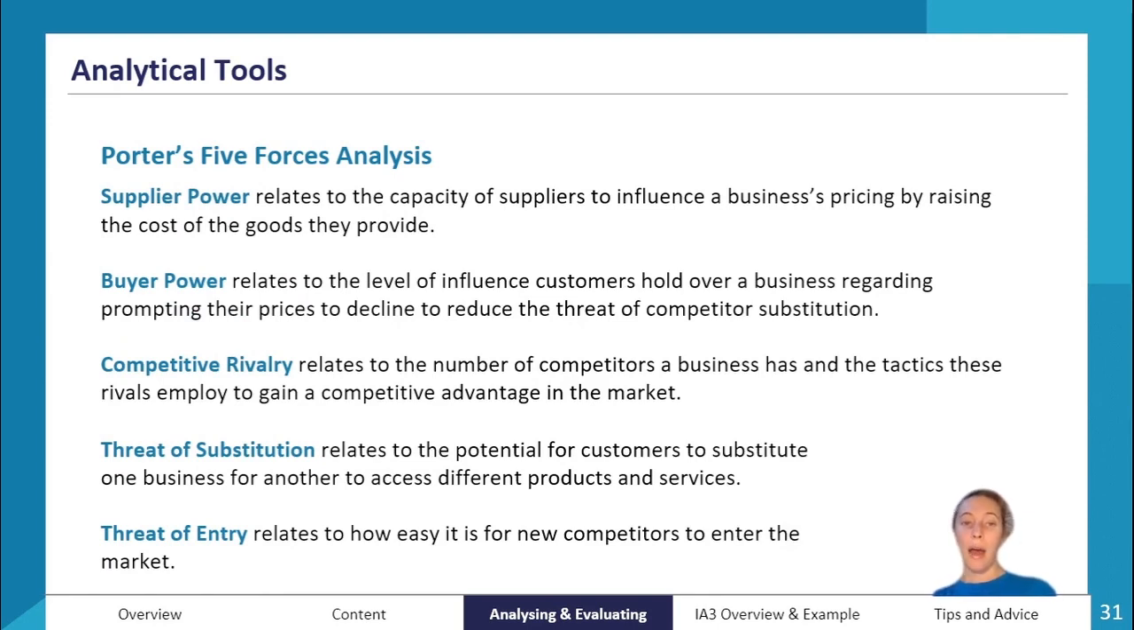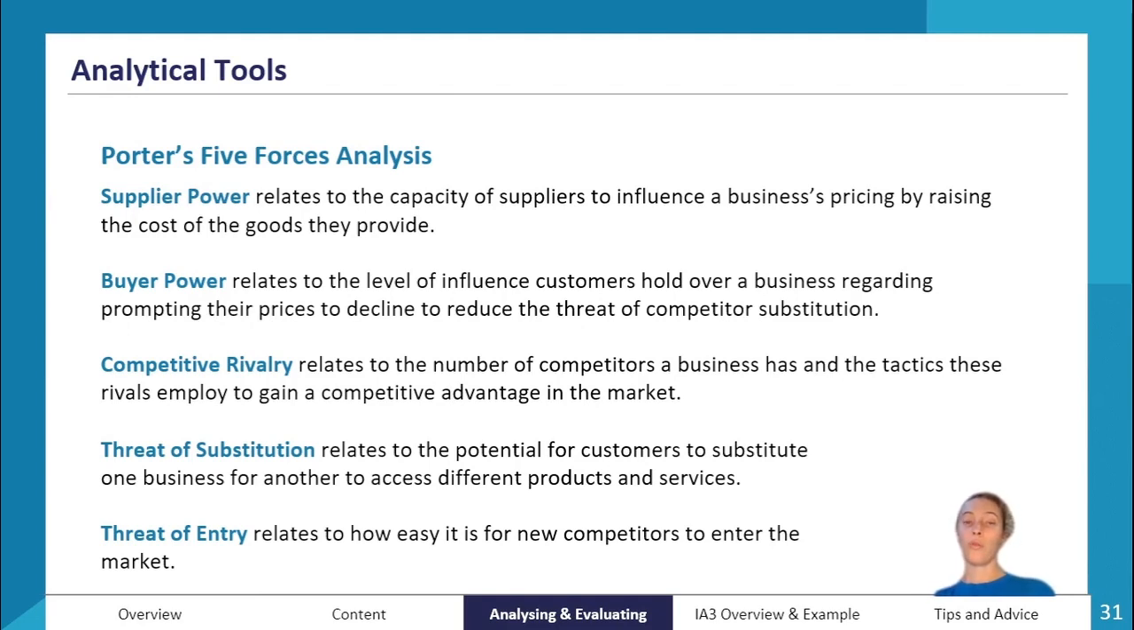So supplier power, we can think about something like, for example, all of the supermarkets that rely on the suppliers to make sure that they've got all of the products that people want. So the capacity of those suppliers to influence a business's pricing by raising the costs of the goods that they provide.